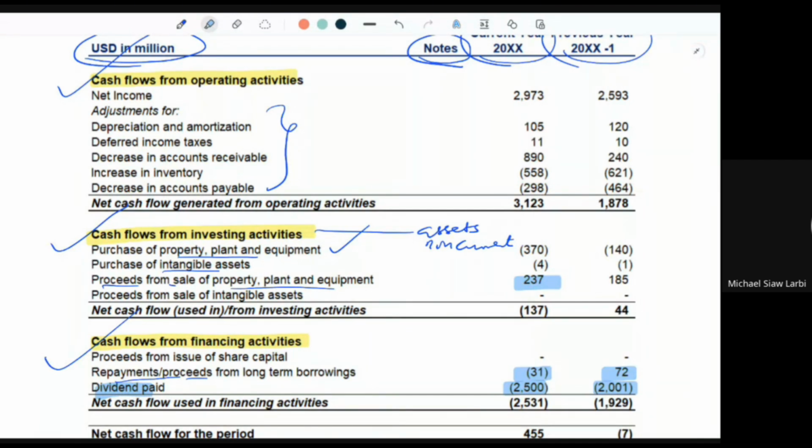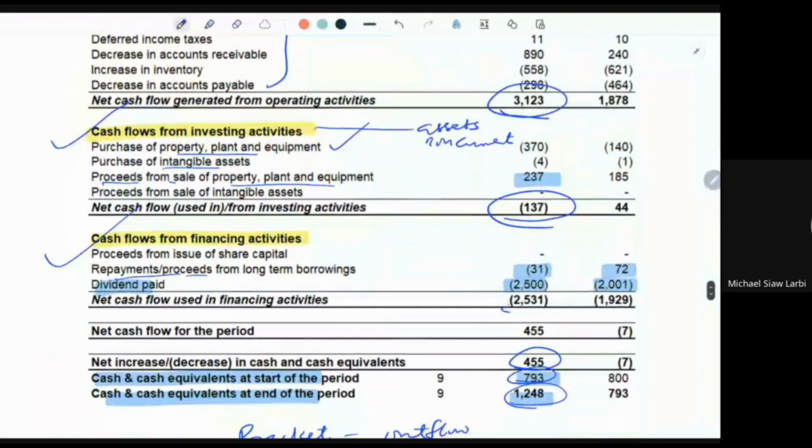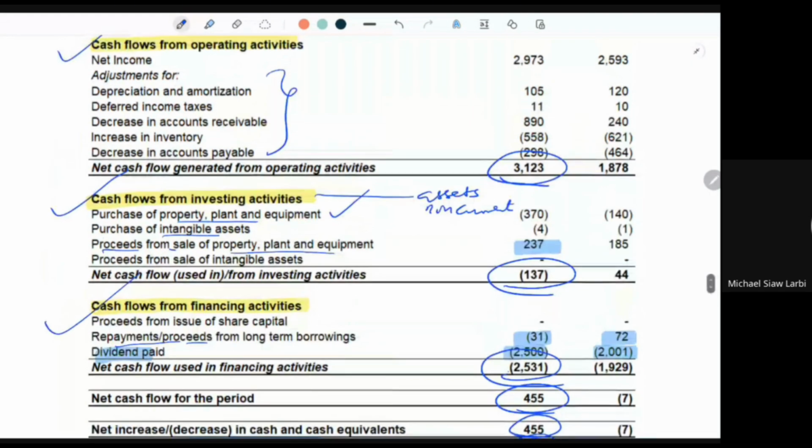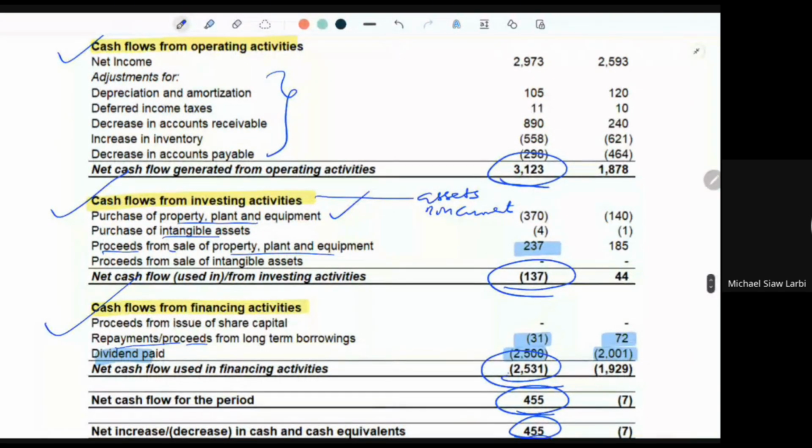It shows you the movement in cash. When you add your operating activities to your investing activities, to your financing activities, it should give you the net cash for the period. Let's try it. If you have a calculator, right? So I hope it does.